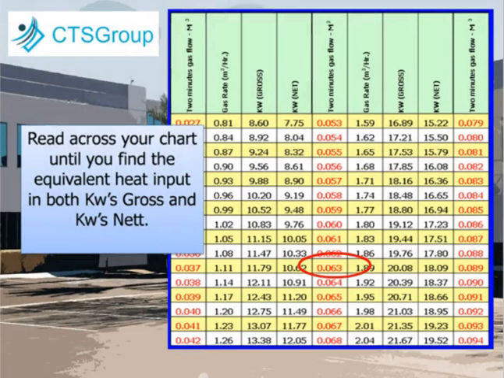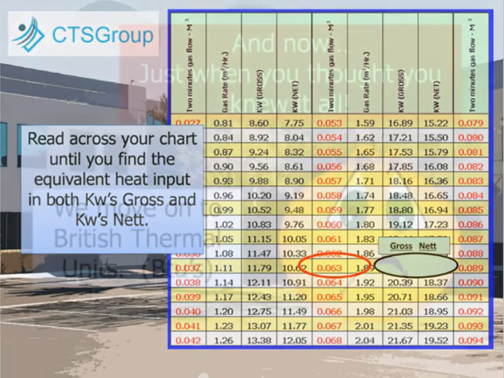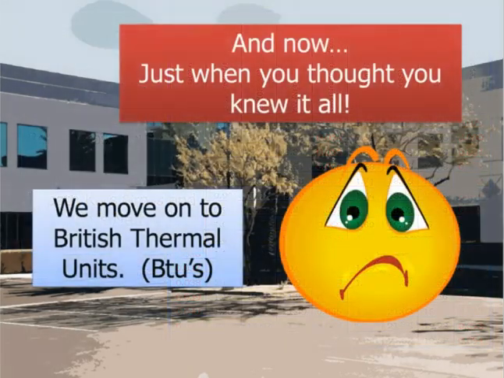Then read across your chart until you find the equivalent heat input in kilowatts, both gross and net. And now, just when you thought you knew it all, we're going to move on to British thermal units, or BTUs as they're known.